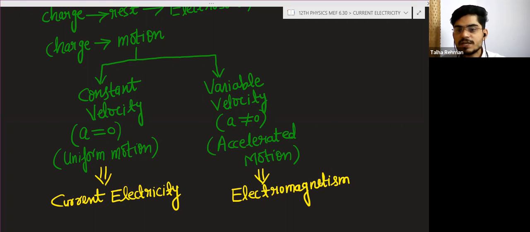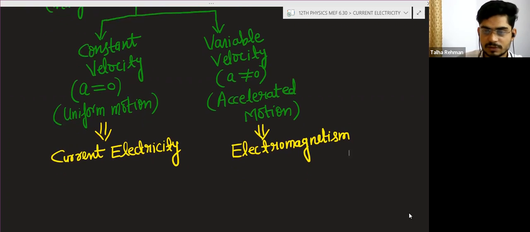Now charge is in motion. In the chapter current electricity, why are we studying it? Because we want to know what will happen if the charge moves with a constant velocity, and after that we will see that charge will move with variable velocity. Then we will study electromagnetism. See the sequence.